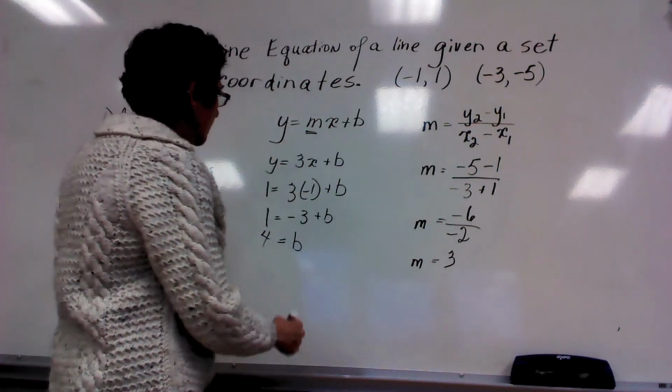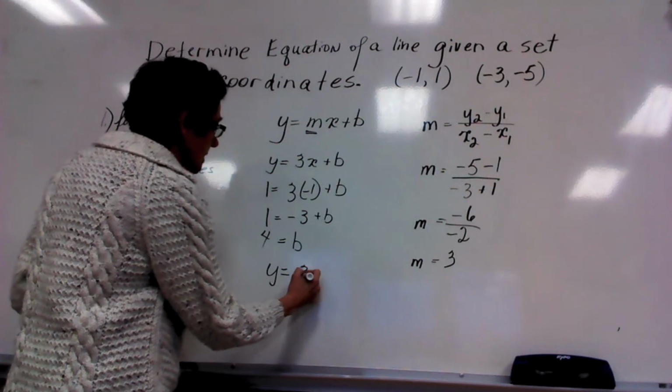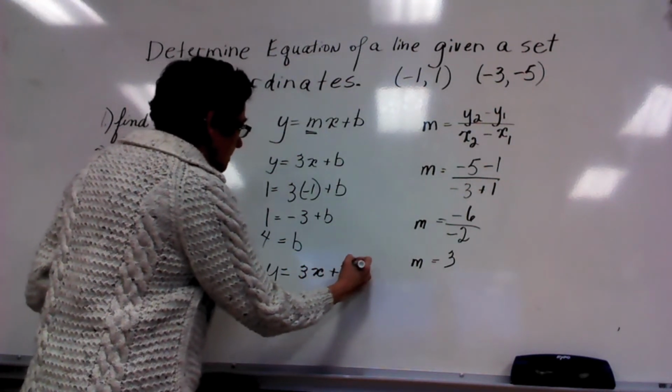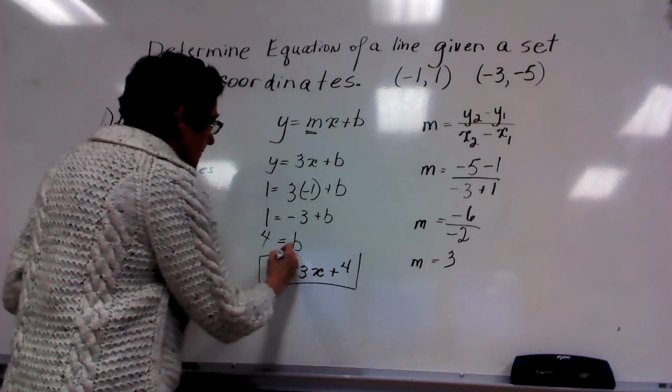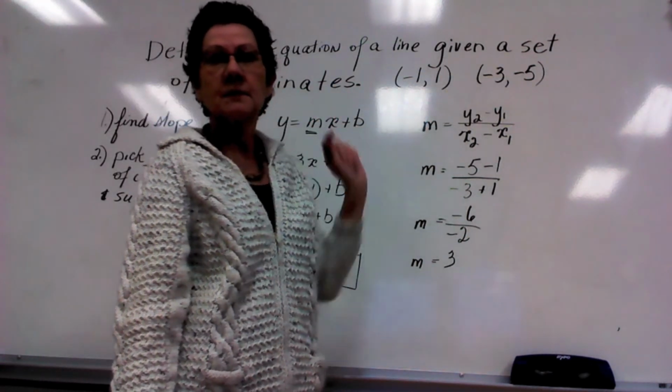And now we can complete our equation. Y equals 3x plus 4. And we have determined the equation of a line given this set of coordinates.